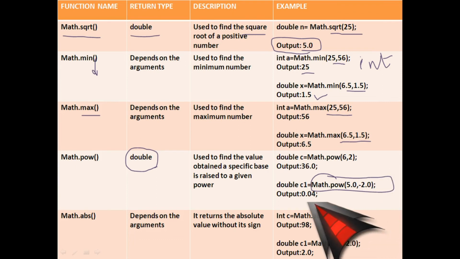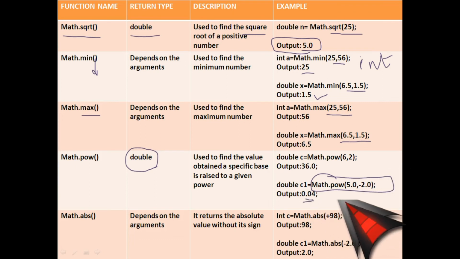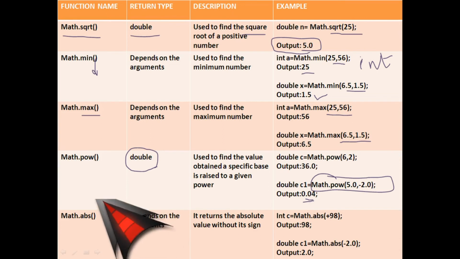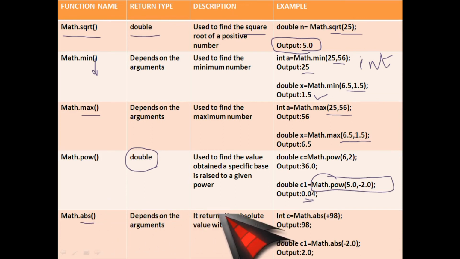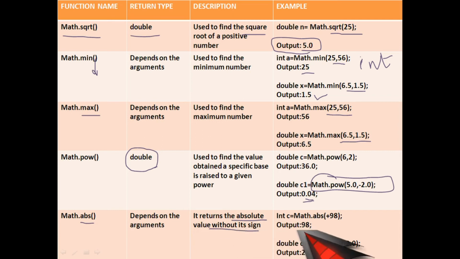The Math.abs is very important. It returns the absolute value without any sign. It means if I pass plus 98, it will give me the result as 98. If I pass a negative value like minus 2.0, it will give me the result as 2.0.